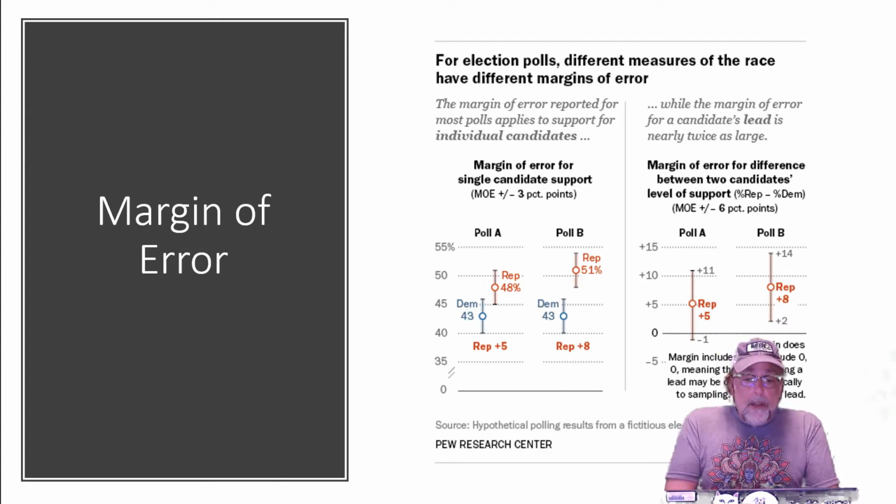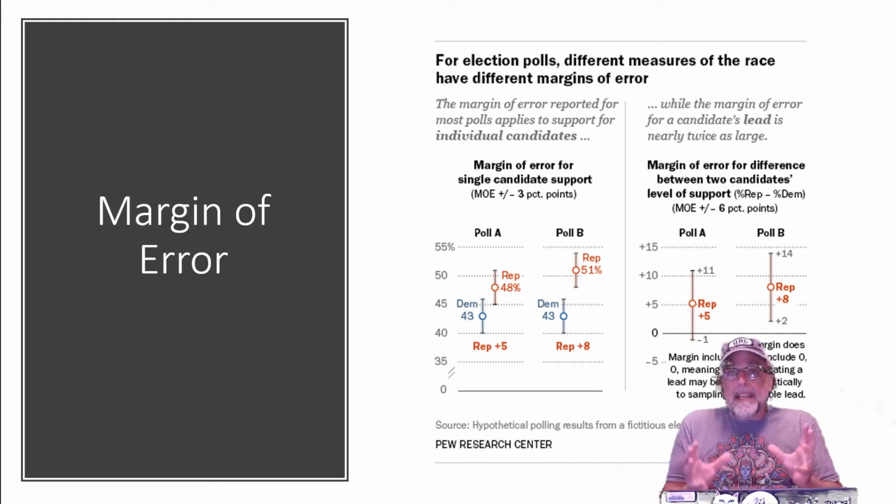But look there where it says margin of error for single candidate support. It says the margin of error is plus or minus 3%. So that means that the Democrat support could be as high as 46% or as low as 40%. Likewise, those same margins applied to the Republican, their support could be as high as 51% or as low as 45%. So that's capturing the idea that we're going to have error.